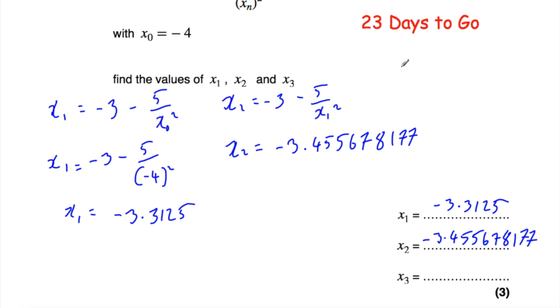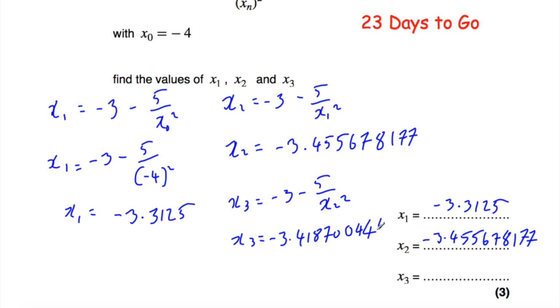Now let's find x3. So x3 will be equal to minus 3 minus 5 over x2 squared. And if we substitute in our value for x2, we get x3 is equal to minus 3.418700446, and that's it. We found our values for x1, x2, and x3.